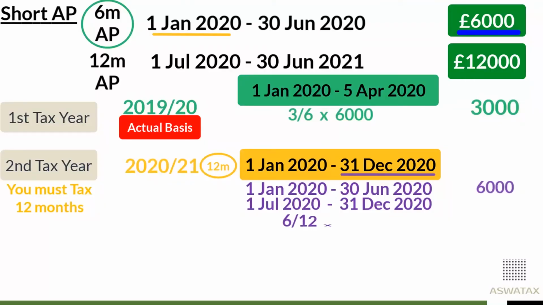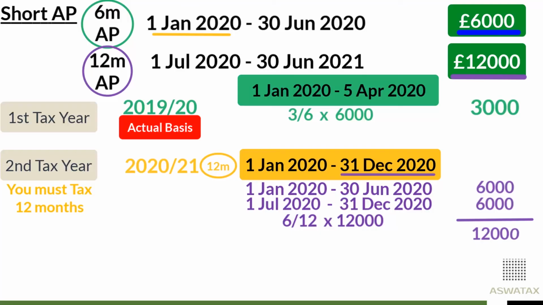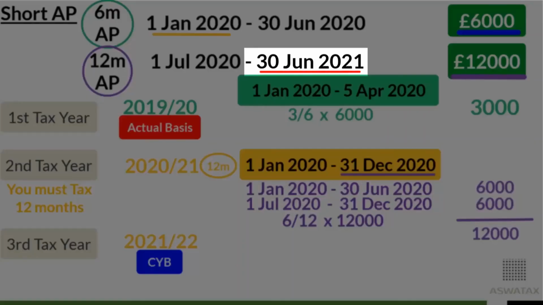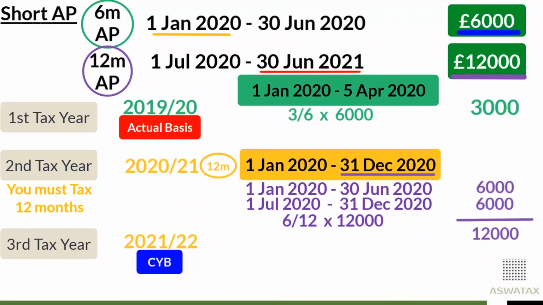What is the calculation there? We're taking 6 months out of the 12-month accounting period, which had profits of £12,000. That gives you £6,000. Assessable profits for the second tax year 2021 would be £12,000. The third tax year, 21-22, onto the current year basis, do we have an accounting period ending 21-22? Yes, we do. 6th of April 21, June 21, and then 5th of April 2022 we do have. So effectively we take 12 months up until 30th June 2021.